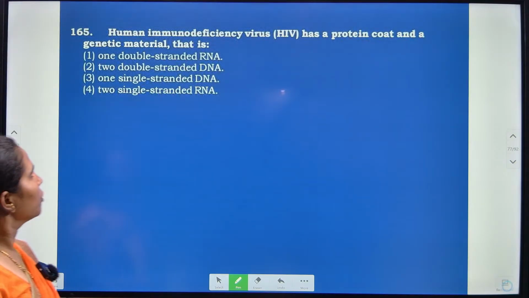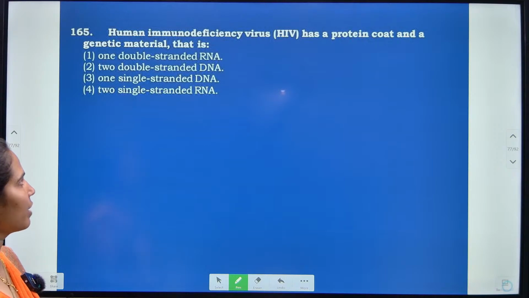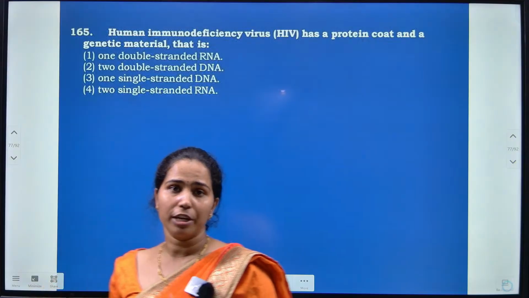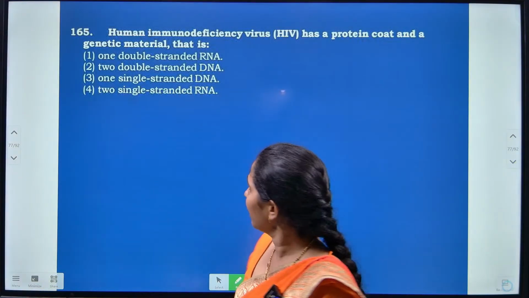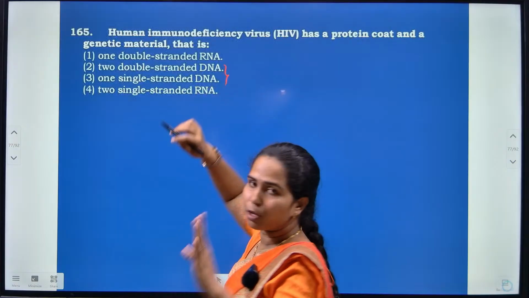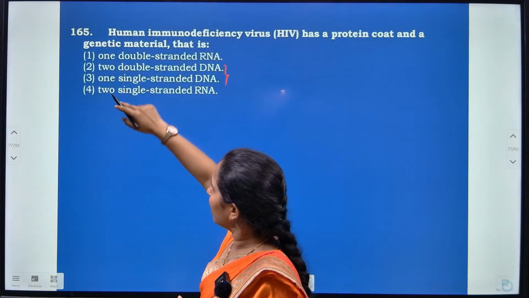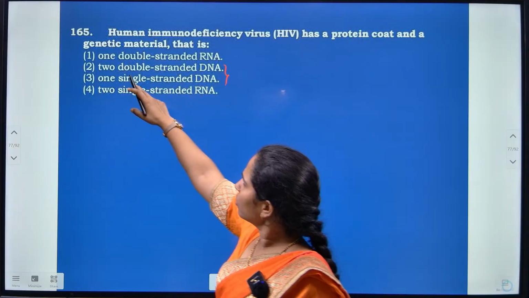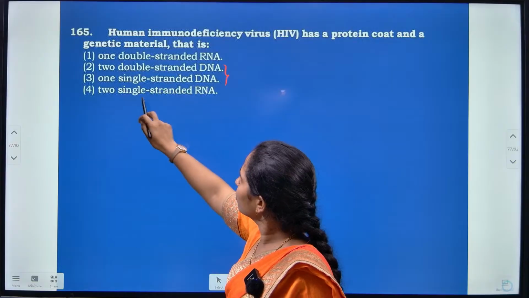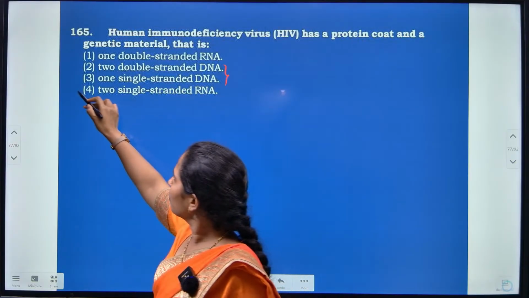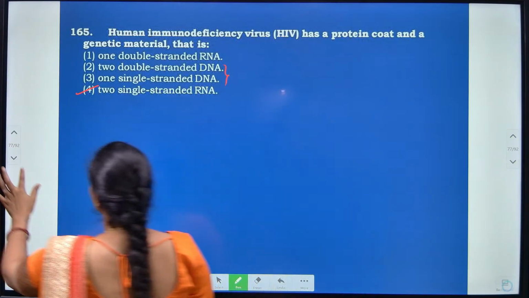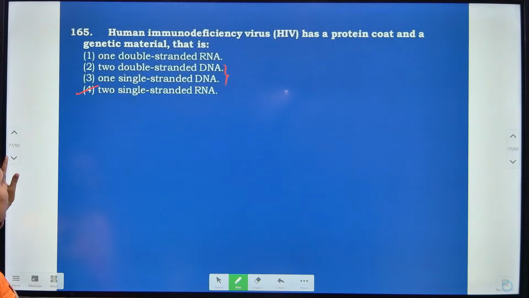Next one, the human immunodeficiency virus, that is HIV, has a protein coat and a genetic material. Now the virus has genetic material as RNA, it is not DNA. So you just remove DNA from the options. The leftover options are only 1 and 4. Then the HIV contains either one double-stranded RNA or 2 single-stranded RNA. It is always 2 single-stranded RNA, not one double-stranded. So option 4 is the right answer.